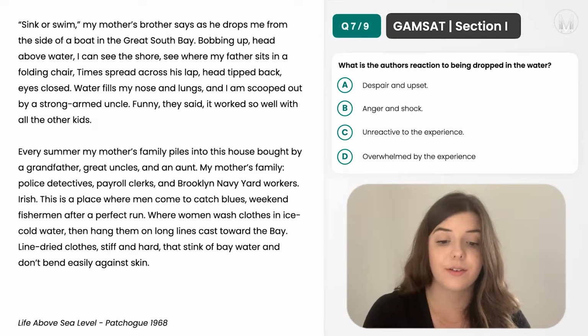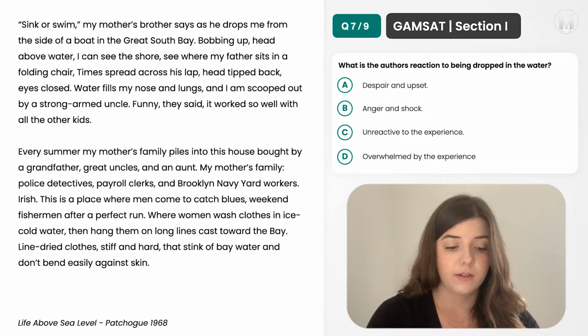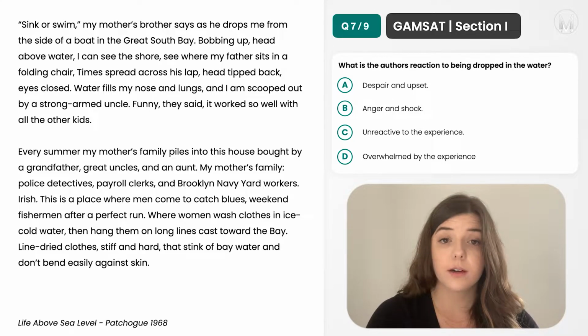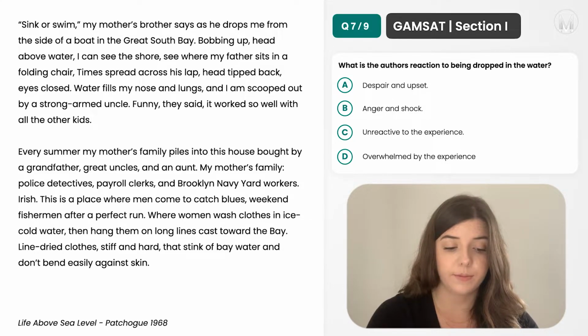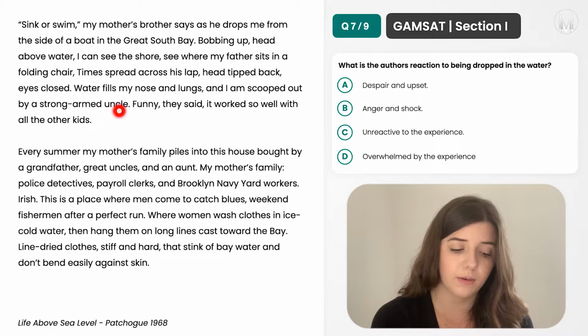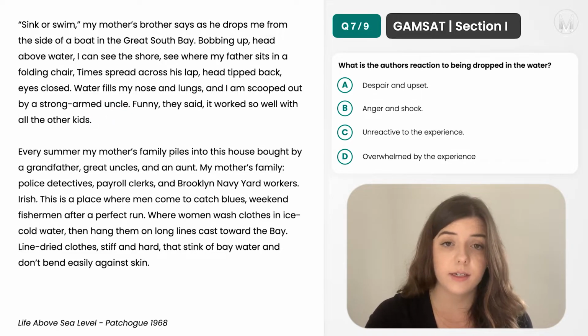So question 7, what is the author's reaction to being dropped in the water? So again, this is all going to be in paragraph 1, where he actually describes the experience of being dropped in the water. And we see, after being dropped in the water, he says, "water fills my nose and lungs and I'm scooped out by a strong-armed uncle." So it's quite matter of fact. He only describes what happens. He doesn't really attach any feelings or emotions to it.